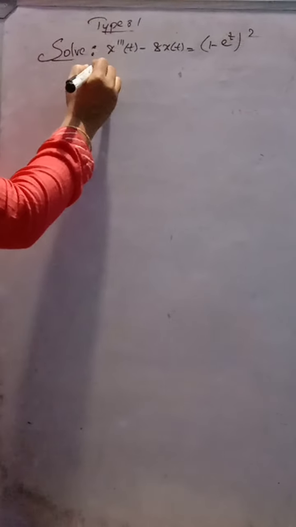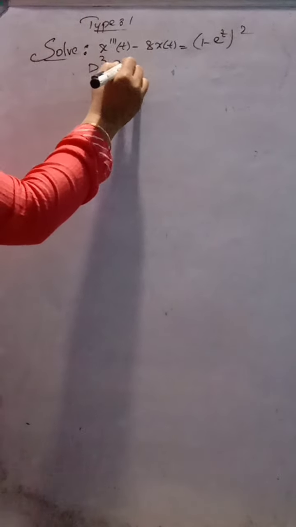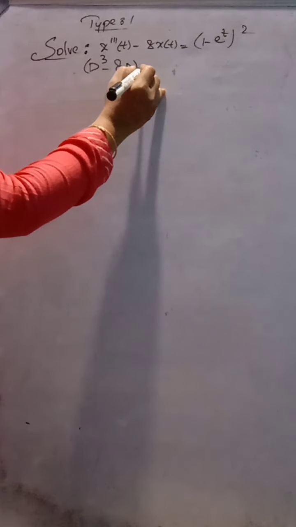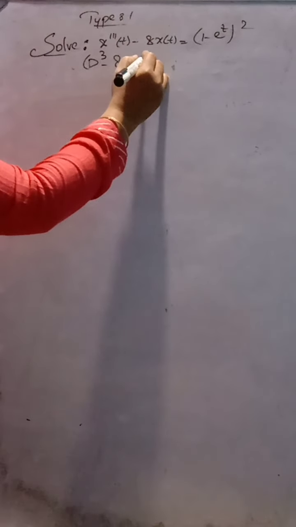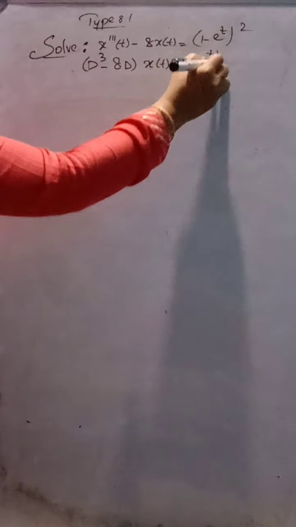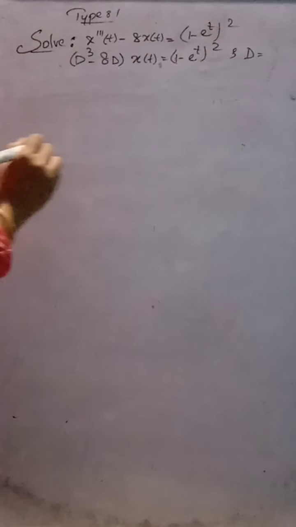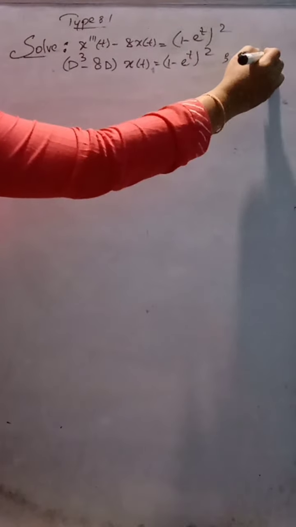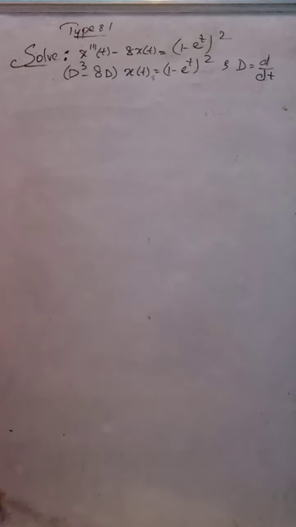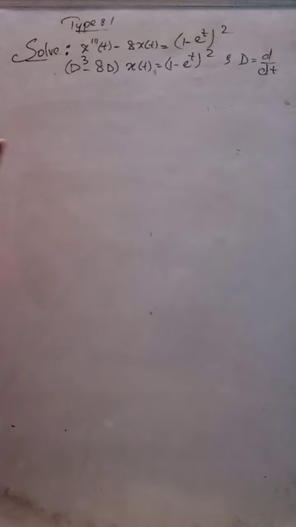T. So putting it in the operator form, we have (D cube minus 8D) into, instead of y of x, here it is x of t, which is equal to (1 minus e power t) the whole square. And you got to explain what D is every single time. In this case, D is equal to d by dt. So y is replaced by x and x is replaced by t. That's the only thing.